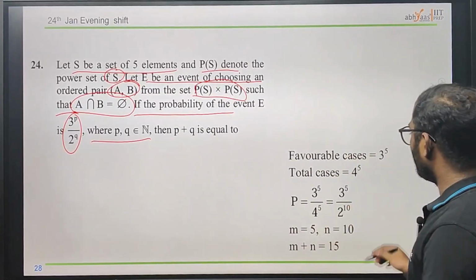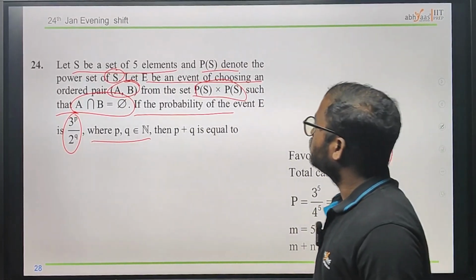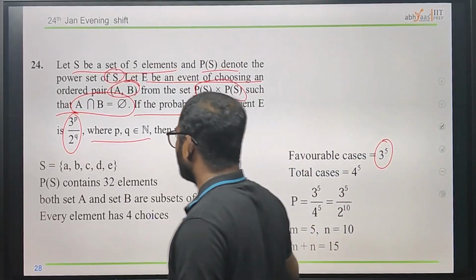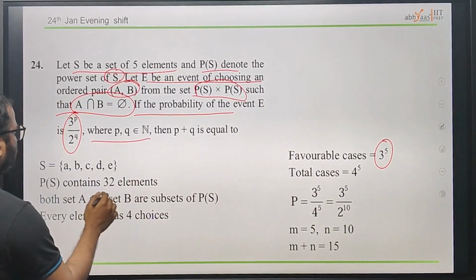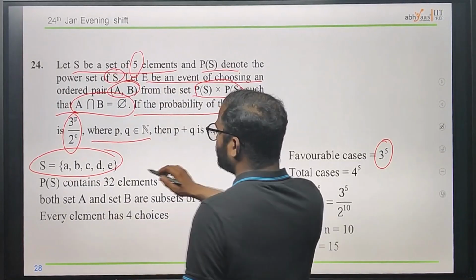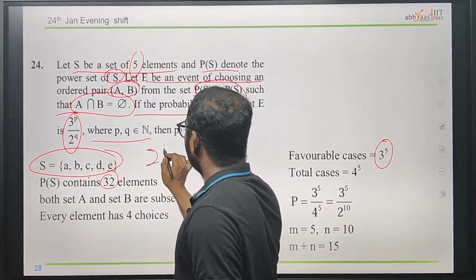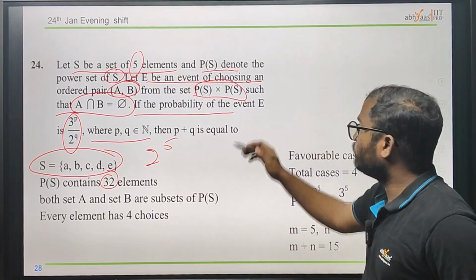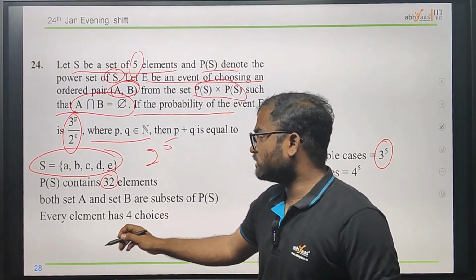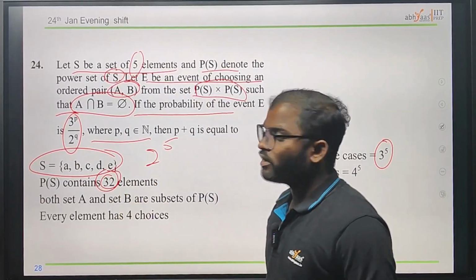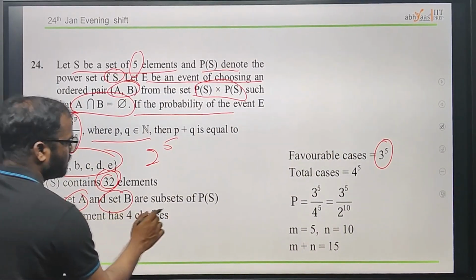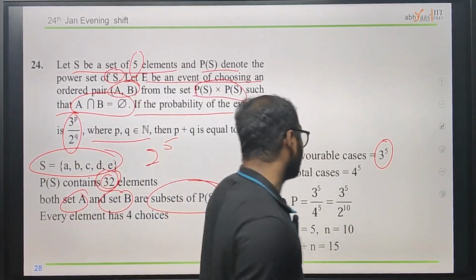See here, we got favorable cases as 3 power 5. We know for the set we have 5 elements here, which means 2 power 5 is 32. We know P(S) is a power set, and the power set formula is 2 power n. By using 2 power n, we can easily get how many elements the power set has: 32 elements. But now both set A and set B are subsets of the power set.